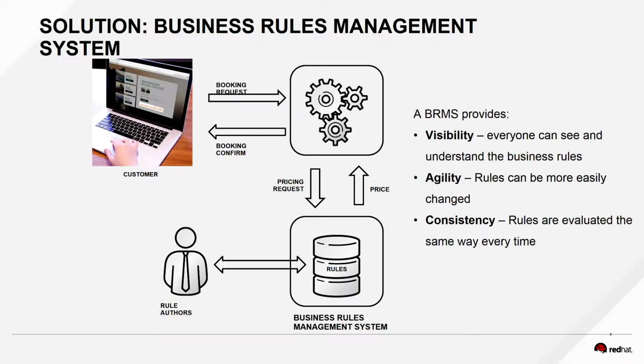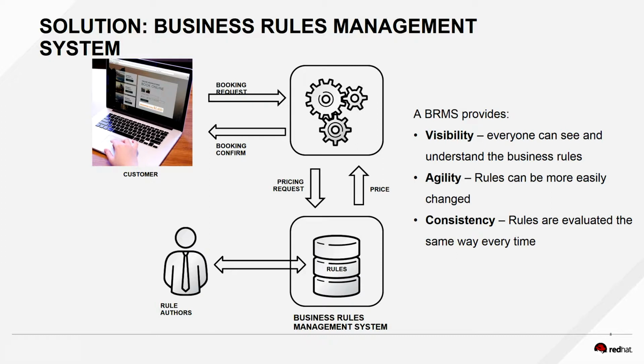And we're attacking these three problems, right? Visibility, number one, now we can see where the rules are. They're all in the repository. We can display them in ways that make sense to the business. Agility, we can change the rules. We don't have to change the application. It's much faster to go in and change the rules.